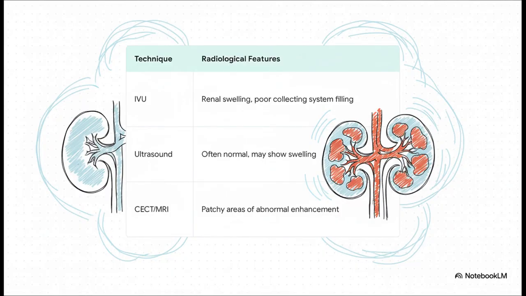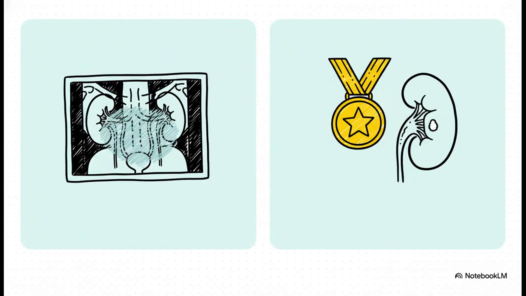And this table shows you what the different scans might reveal. With an IVU, you might just see some swelling. With ultrasound, well, this is the tricky part. It can look totally normal even when there's a nasty infection. But with a CT or MRI using that contrast dye, now you're talking. You can actually see these patchy areas that react differently, and that, right there, is why CT is the go-to when things get complicated.